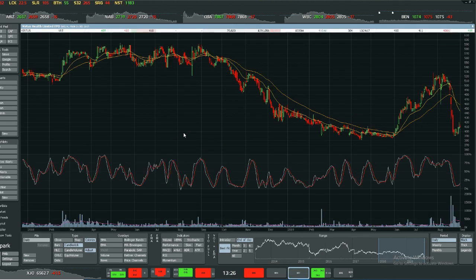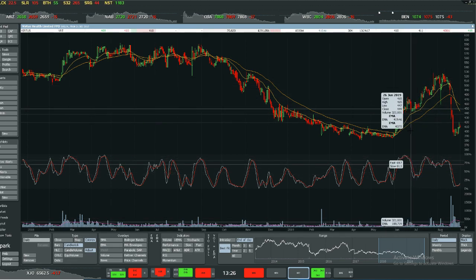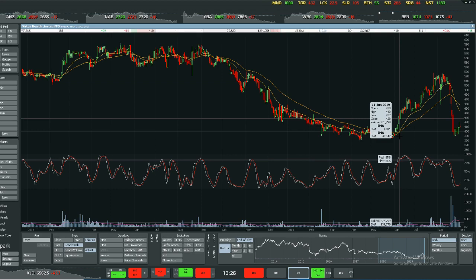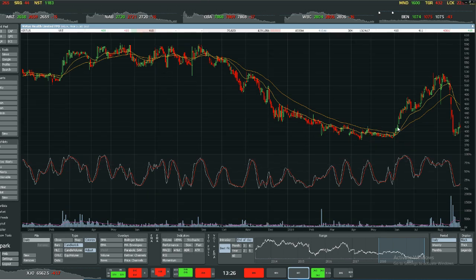VRT, what was that one? Was that a recent trade? 7th of the 6th, 420 out at 15th of the 8th. 7th of the 6th. So it's somewhere there. So that green candle just here.